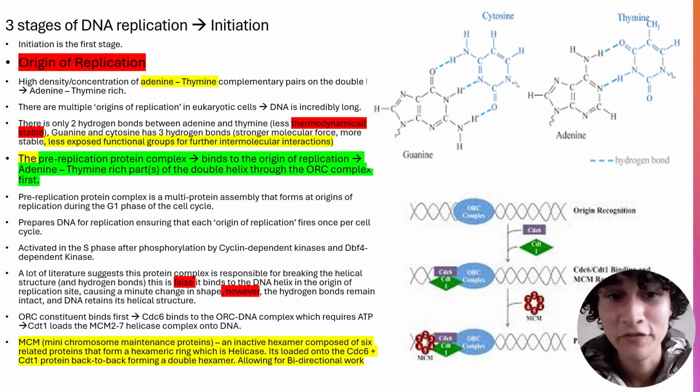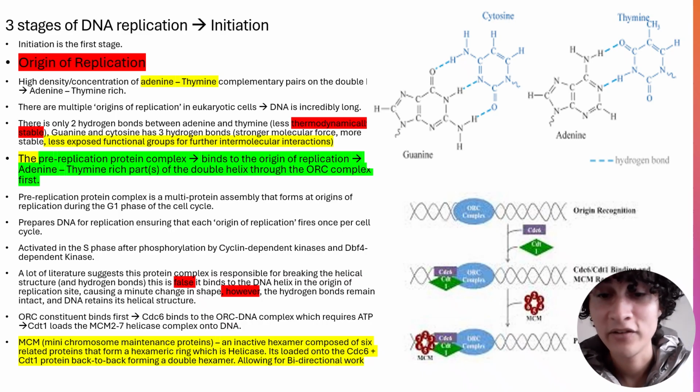So as I said before, there are 3 stages to DNA replication. The first stage is the initiation phase, and this starts off in the G1 phase of the cell cycle. As I mentioned before, the G1 phase is where we see our pre-replication protein assembly, forming the pre-replication protein complex. The activation of this protein complex marks the transition from G1 phase into the S phase, or the synthesis phase, and that's where we start to get our actual DNA synthesis.